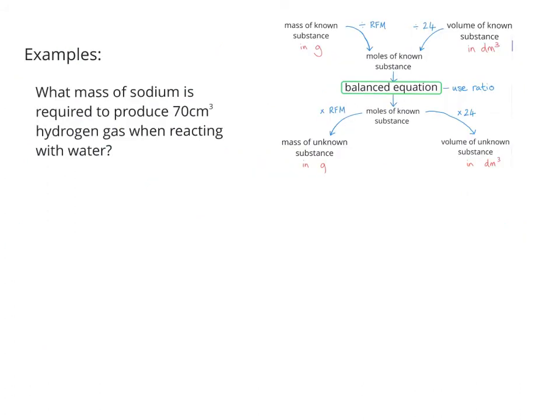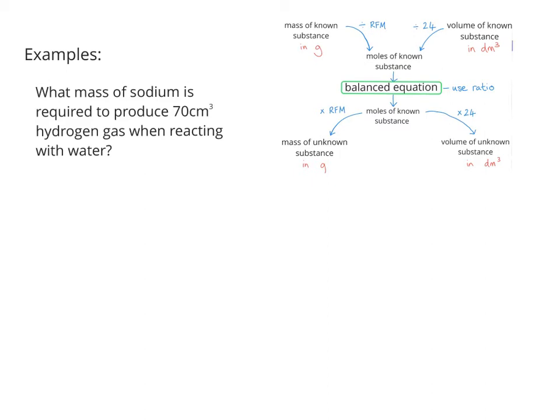Let's have a look at this one. What mass of sodium is required to produce 70 centimeter cubed of hydrogen gas when reacting with water? If you're confident, you might want to stop the video here, try writing a balanced equation for this reaction, and then see if you can do the calculation. If you're not, stay with me and we'll do it together.